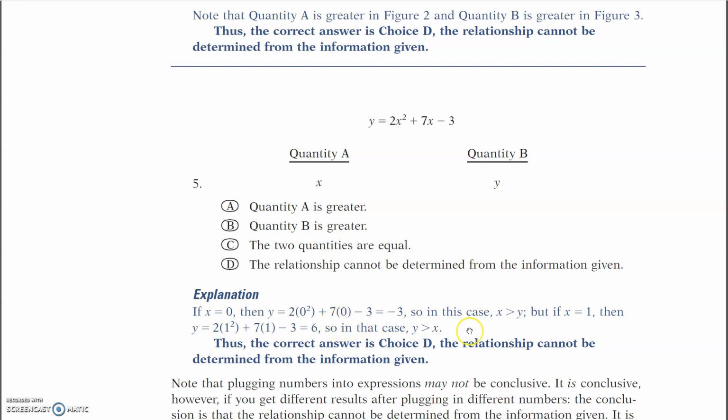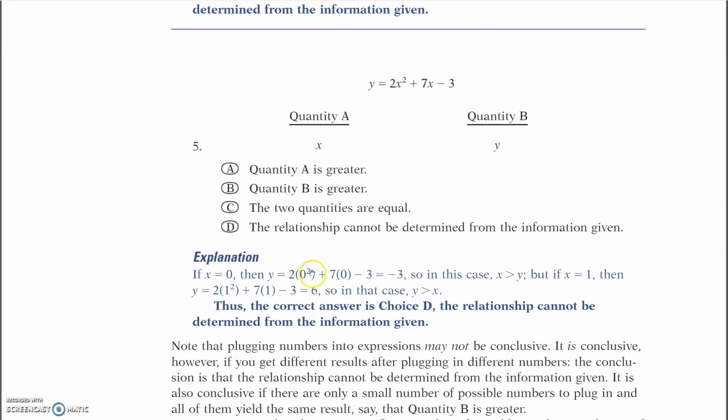It's supposed to be consistent. So in this case, it means that the answer is D. A is not greater, B is not greater. So obviously the answer will be D. The relationship cannot be determined from the information given. You don't even need so much. As long as you can get contradictory options, then go for D.